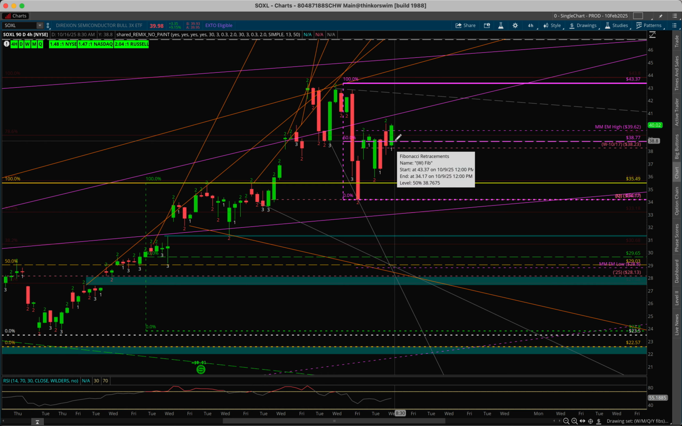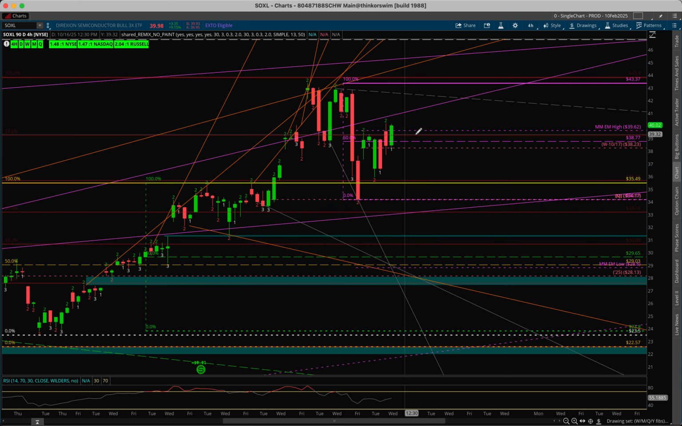So we just want to watch how things act in that first 4-hour candle tomorrow, because either way, whether it goes to the upside or downside, it could be setting up yet another reversal back to the other side. So just want to keep that in mind.